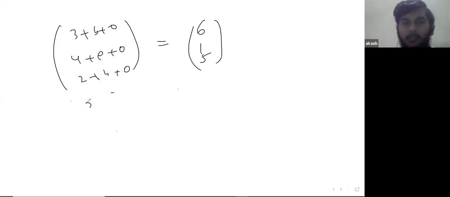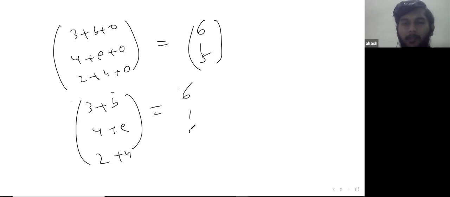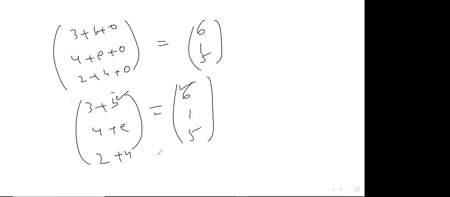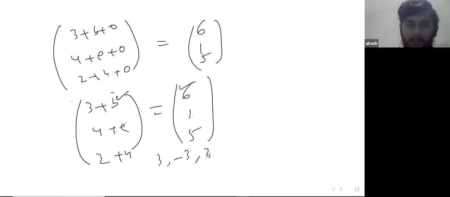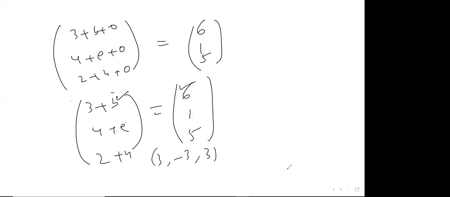You can equate these two, right? This is 3 plus b, 4 plus e, 2 plus h equals 615. So we can equate this equals to this. Minus 3 and 3, 3 minus 3 and 3. Okay, now replace this value into the matrix we formed.